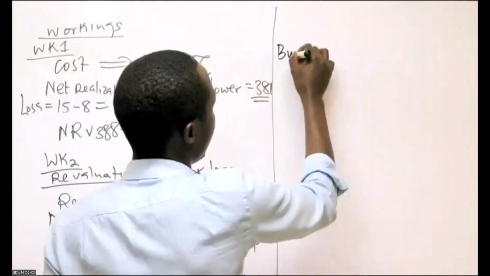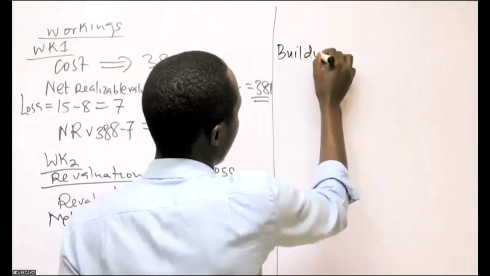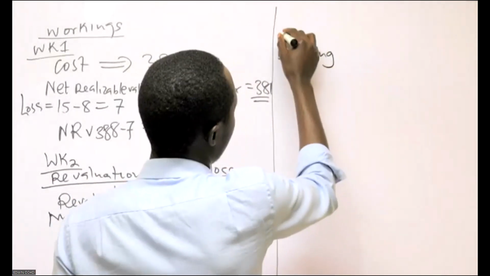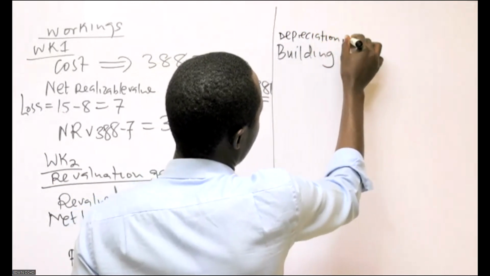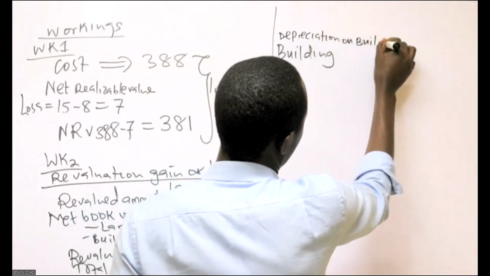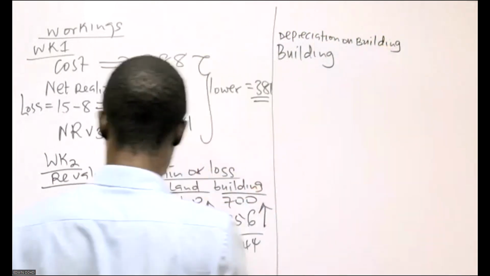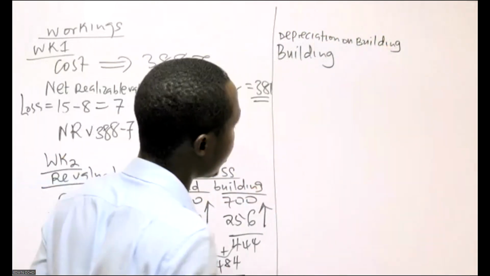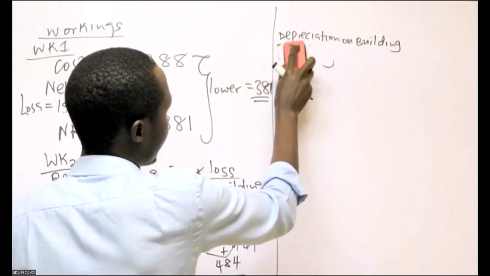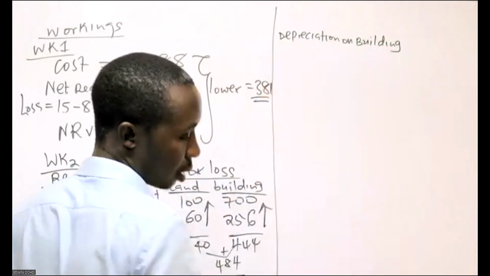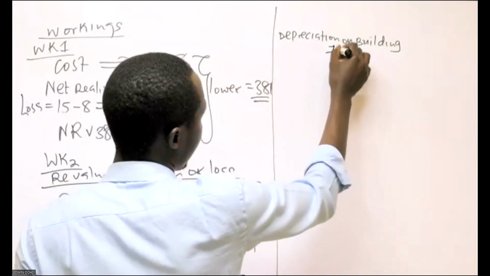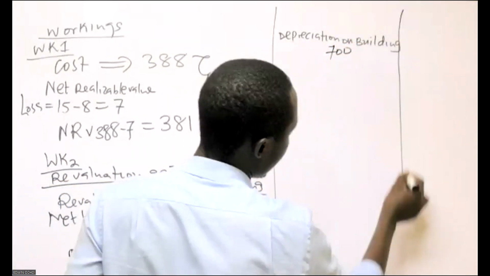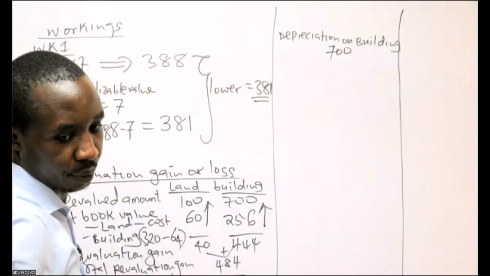So the depreciation on building over the useful life is on a straight line method. After revaluation, it was stated at 700.